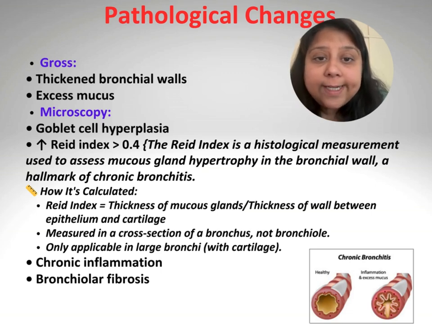So, what is Reid index? Reid index is actually a histological measurement and is used to assess mucus gland hypertrophy in the bronchial wall, a hallmark of chronic bronchitis. So, how is it calculated? Well, Reid index is equal to thickness of mucus glands divided by thickness of wall between epithelium and cartilage. It is measured in a cross section of a bronchus, not bronchiole, only applicable in large bronchi with cartilage.